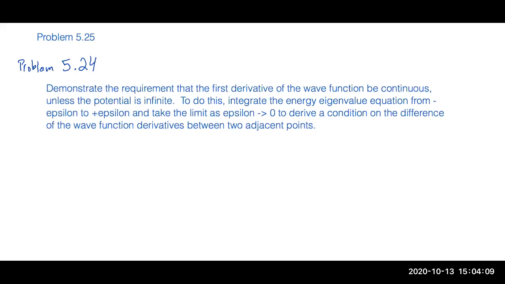So let's take a look at the energy eigenvalue equation. That is going to be the operator H, which acts on phi of x, and that is then going to be equal to the energy eigenvalue E times the wave function phi of x. So I am going to multiply both sides by dx and then integrate from minus epsilon to plus epsilon.